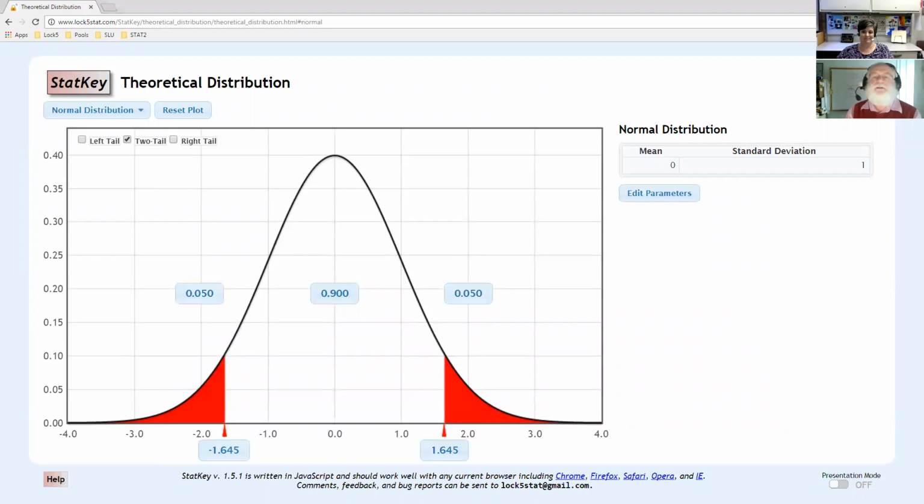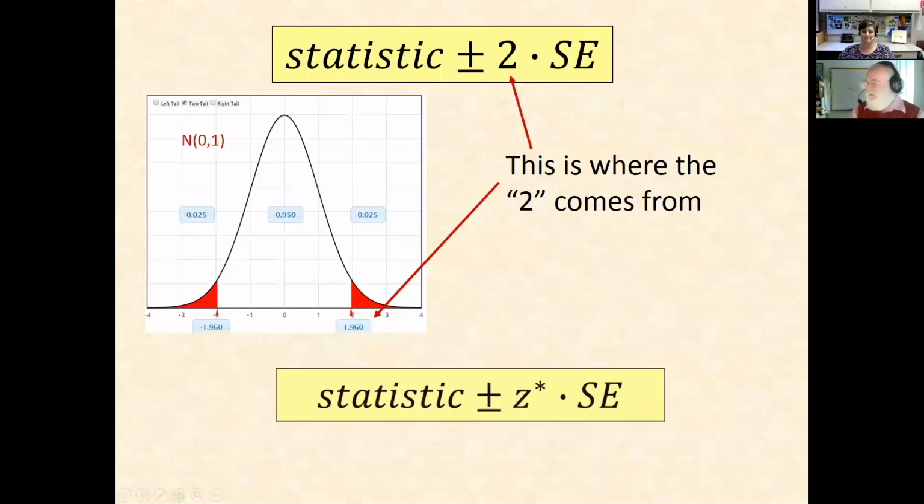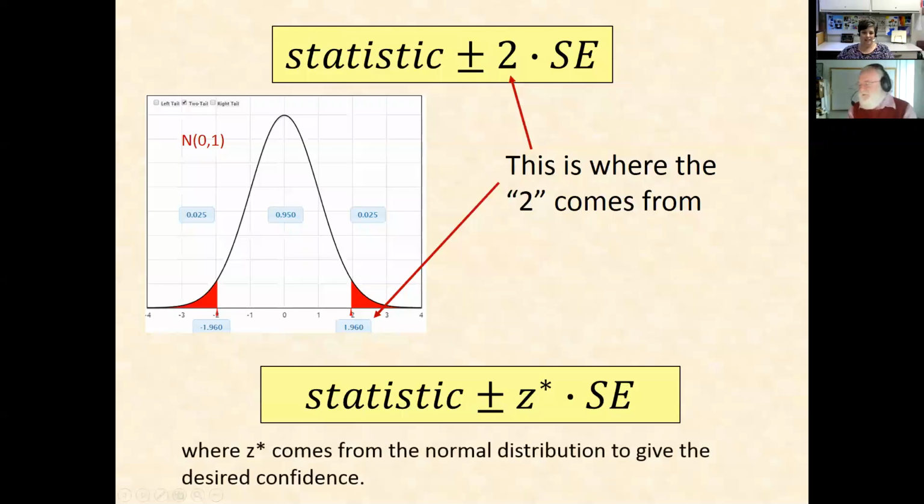Coming back over here, basically it now becomes statistic plus or minus z star, where the z value is chosen just like this to give whatever level of confidence you want. So this part is a pretty easy transition. We're just replacing the 2 by something we get off of this normal distribution. The other part of the transition is to replace this standard error, which we have so far found by simulating several thousand bootstrap samples.